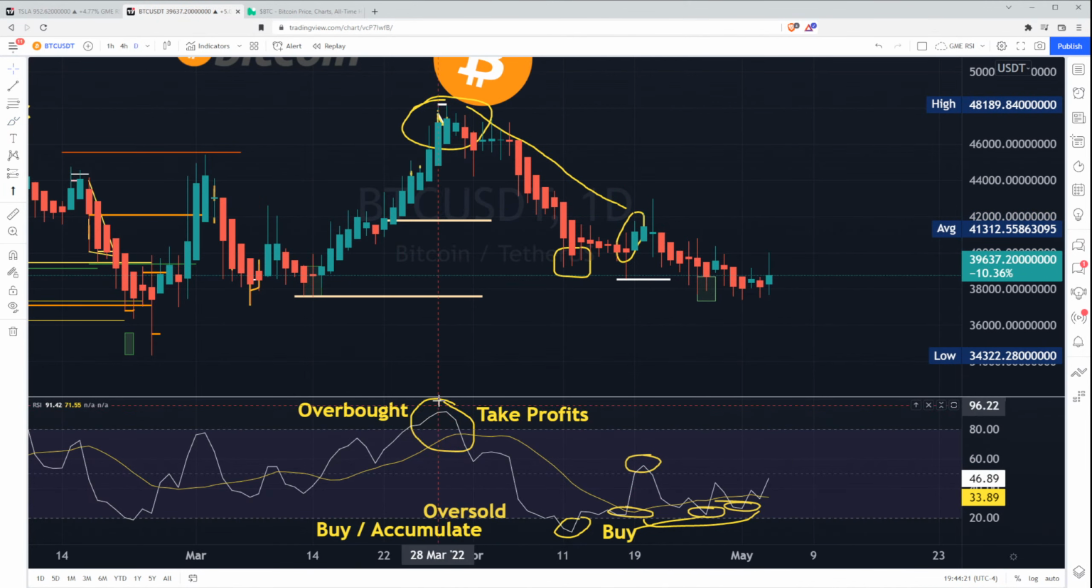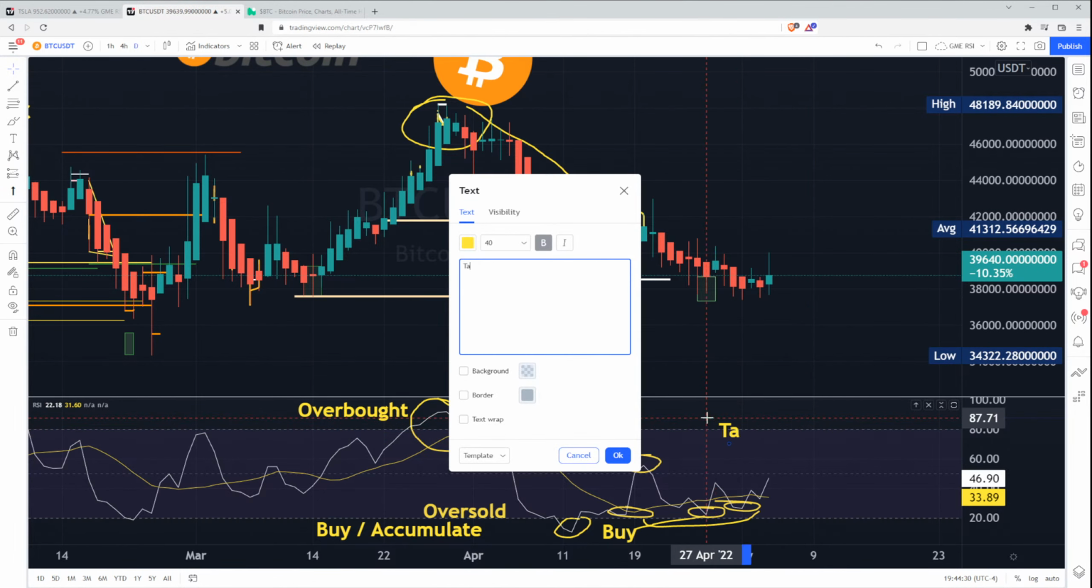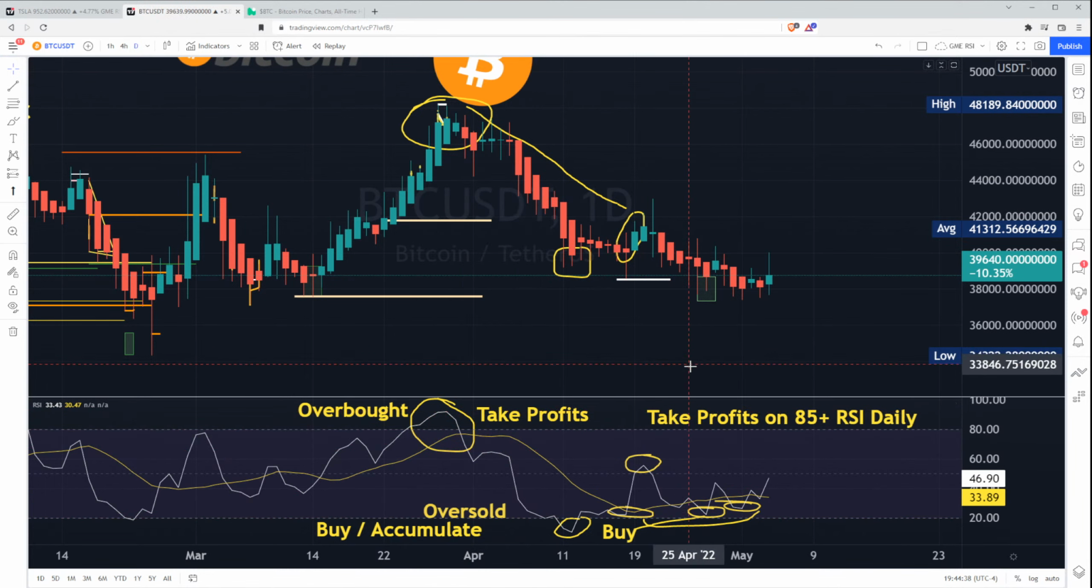Some people would have accumulated here, expecting it to eventually go back up on the daily. Definitely don't accumulate up here at the top. And next time we go up to around 90 RSI on the daily, that's when people are going to take profits. So let's even say 85 plus. So just from this one indicator alone, you're going to take profits on 85 plus RSI daily. This is the relative strength index.